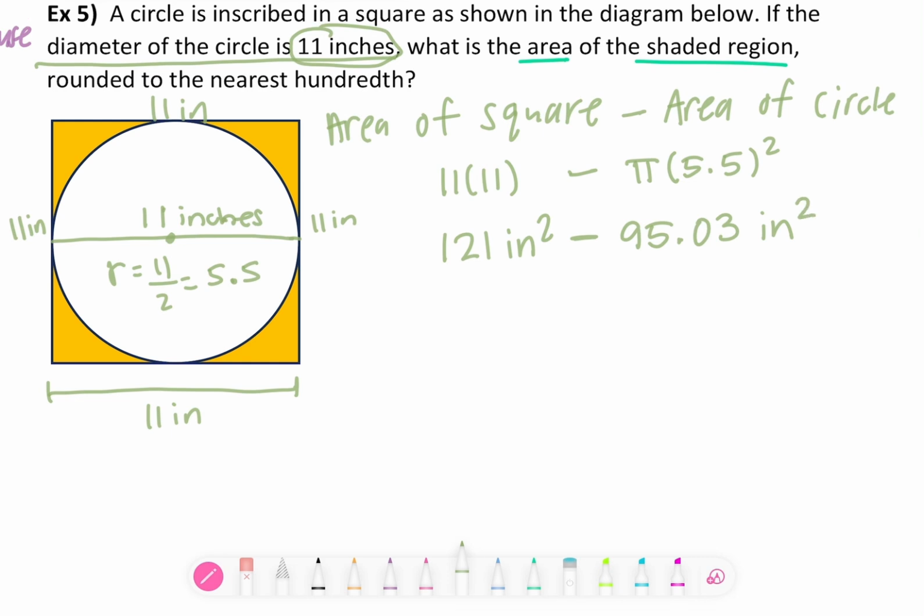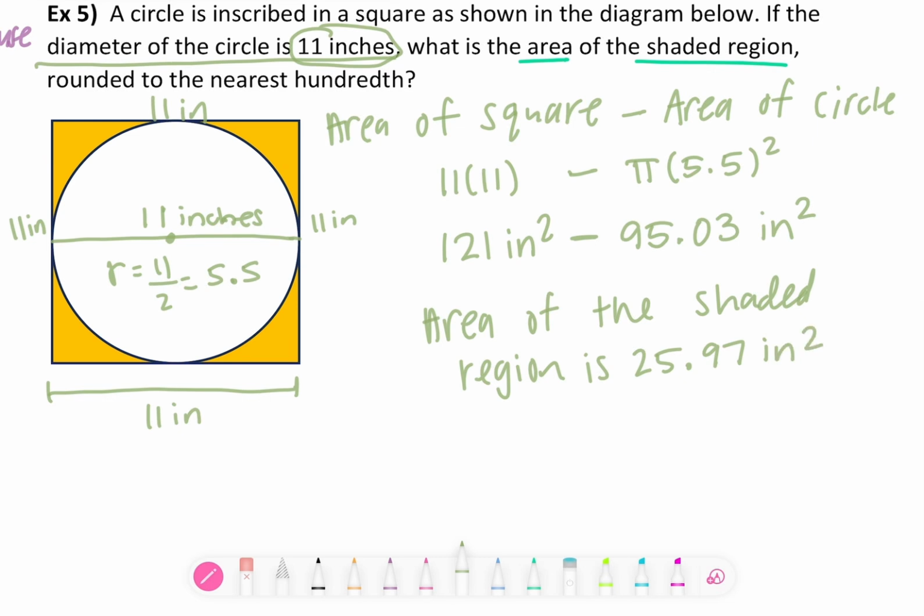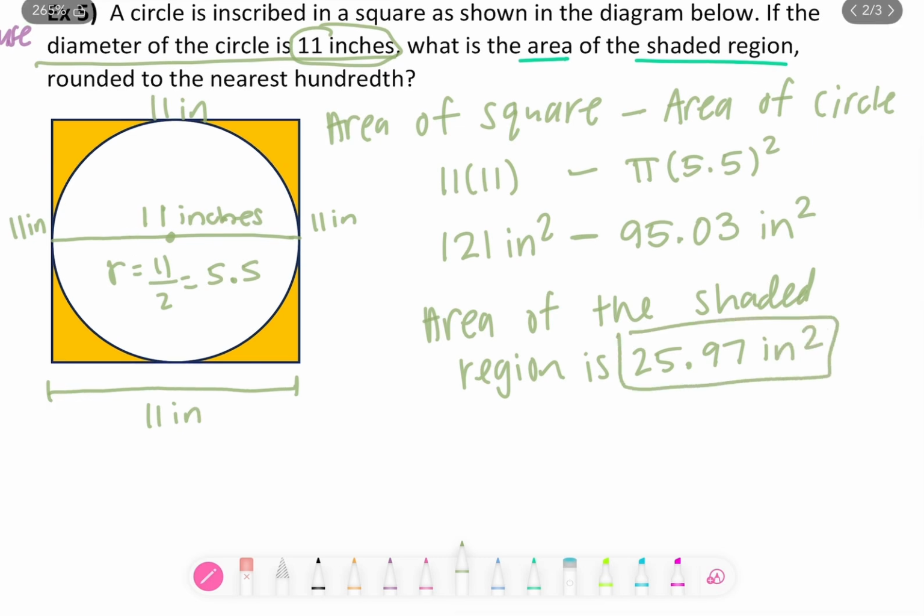And then we just subtract. So 121, I'm just going to do this in the calculator, minus 95.03 is going to be 25.97. So the area of the shaded region is 25.97 inches squared, which again, I just got by subtracting the area of the square, 121 inches squared, minus the area of the circle. And of course, we had the diameter of the circle, so we had to divide by 2 first to find the radius to plug it in. And there we go.